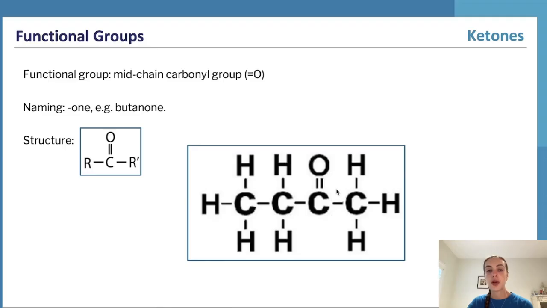to be butan-2-one. And so the general structure of these is that we have an R group, that being our carbon chain, followed by our carbon in the middle of that chain with the double bonded oxygen, so the carbonyl group, and then followed by the rest of the R chain, that being our R prime group.